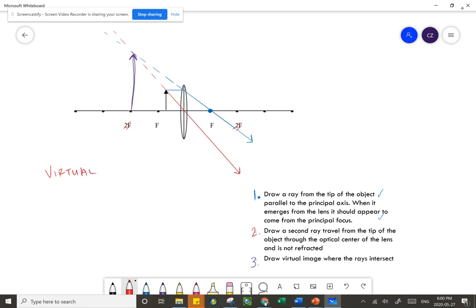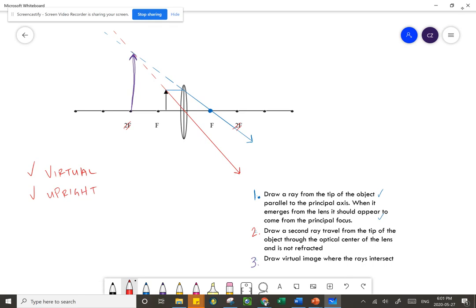Okay, again, it's made of these rays of light that don't actually go where we appear them to be. They're made of those dotted virtual rays. So this is a virtual image. If these two solid lines interacted with one another or hit one another, it would be a real image. We would say this is upright. It's not upside down.